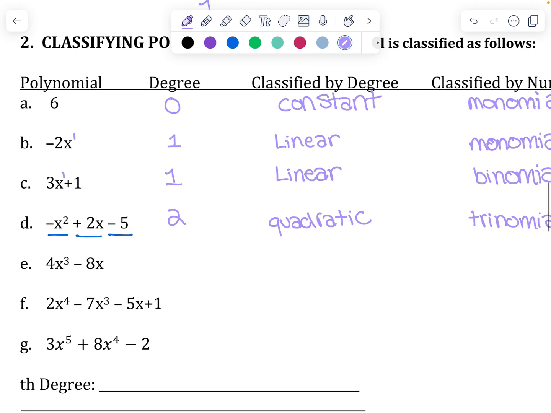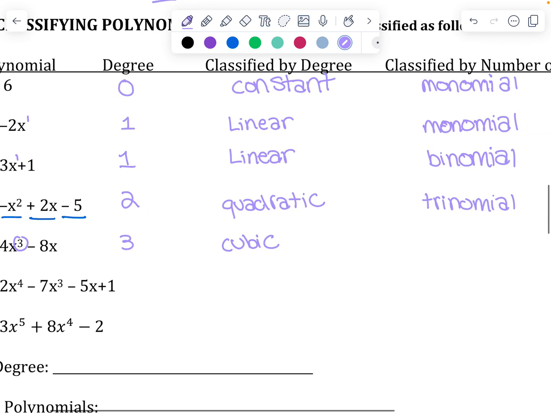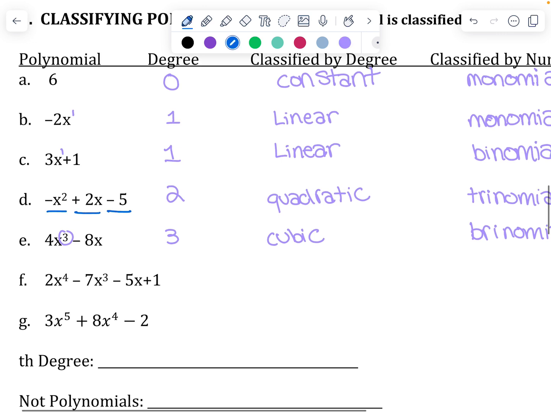On the next one, the highest exponent I see is 3. So my degree is 3. To classify this, if your highest degree is 3, this is called a cubic. 3 means cube, something cubed. I only see 2 terms here, so this is called a binomial, because the number of terms is 1, 2, separated by plus and minus signs.